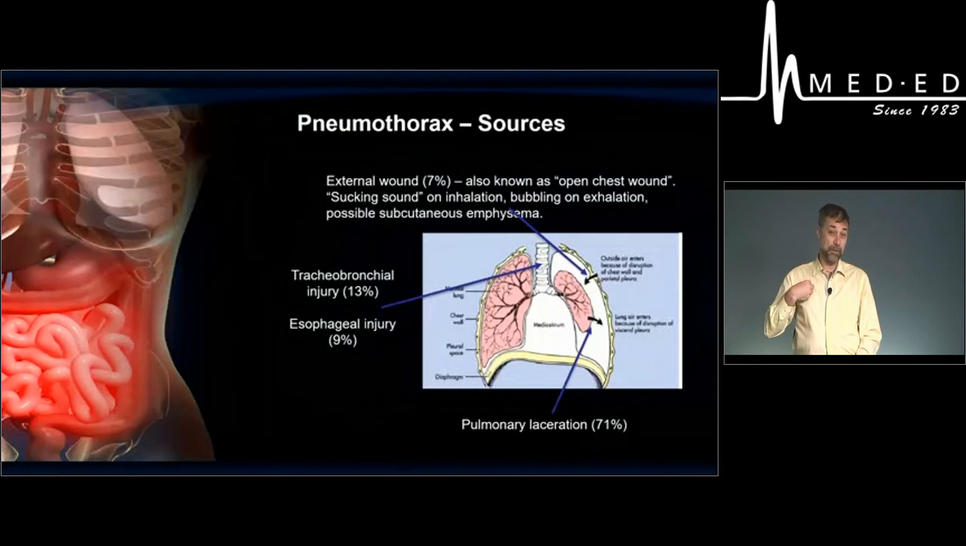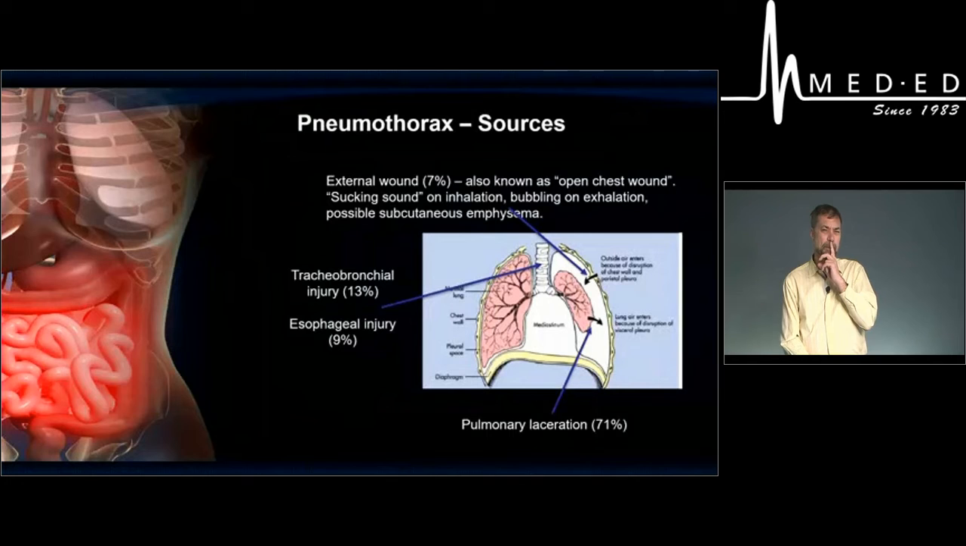And the air is pulled from the chest wall into the pleural space as the patient tries to breathe. So you may hear this sucking sound as air is pulled through the hole in the chest on inhalation, and then as they exhale you may see bubbling in the blood around the wound, or even subcutaneous emphysema on the chest with these external chest wounds. And any wound on the chest wall can cause an open pneumothorax or a sucking chest wound, but we especially think of things like gunshots, stabbings, but any trauma, even potentially a compound rib fracture, could cause a sucking chest wound on the chest.